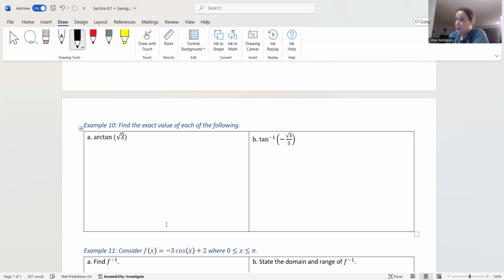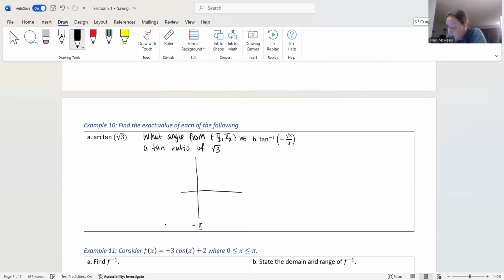So very informally, what this is saying is what angle from negative pi over 2 to pi over 2 has a tangent ratio of positive root 3. Well, we know that with tangent, we are restricted. So we know with tangent, we are restricted to quadrants 1 and 4.